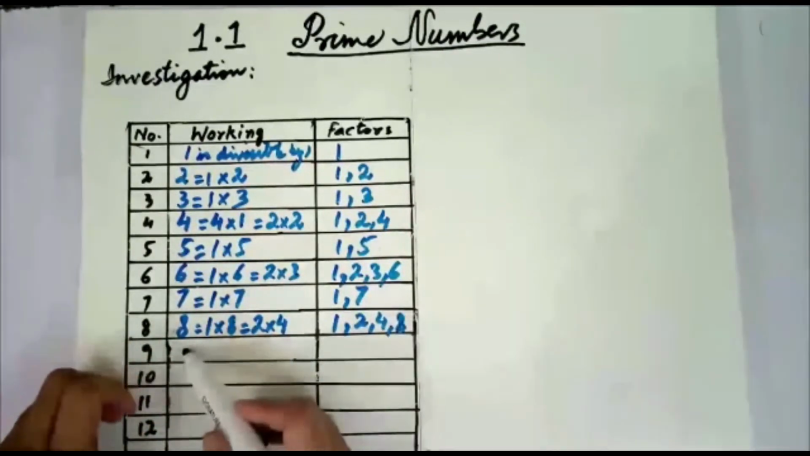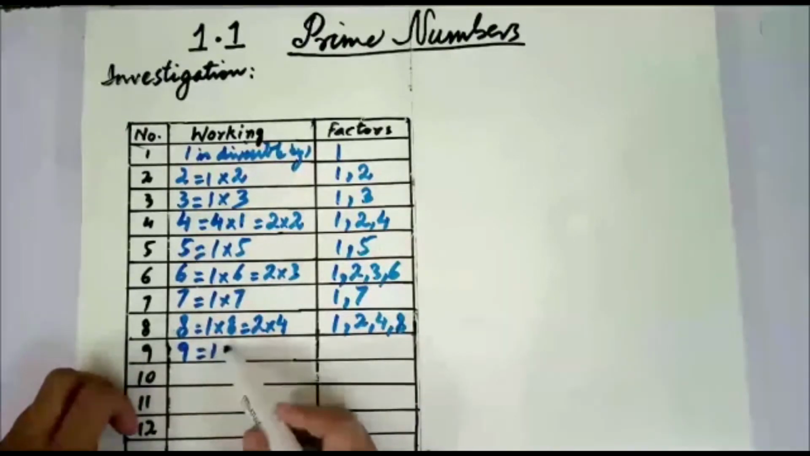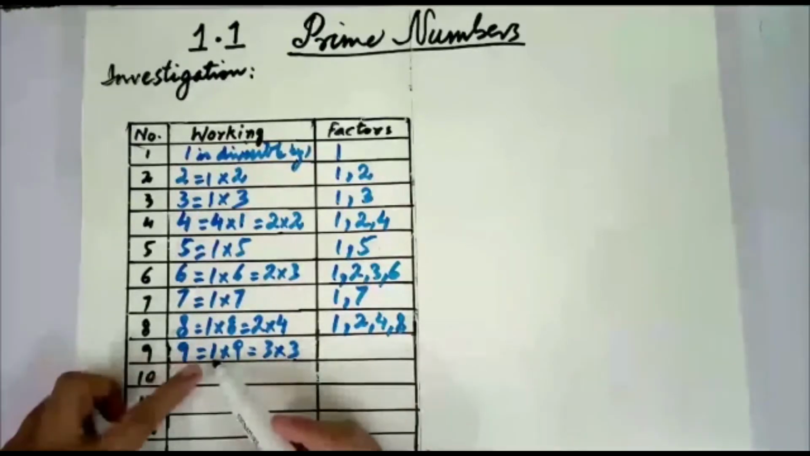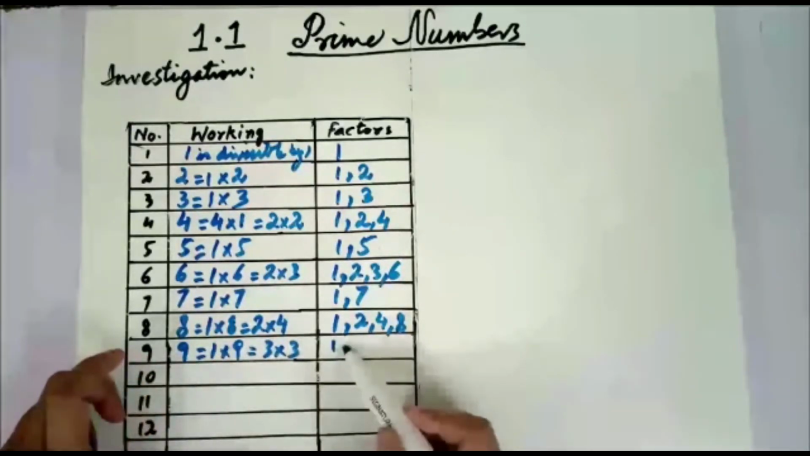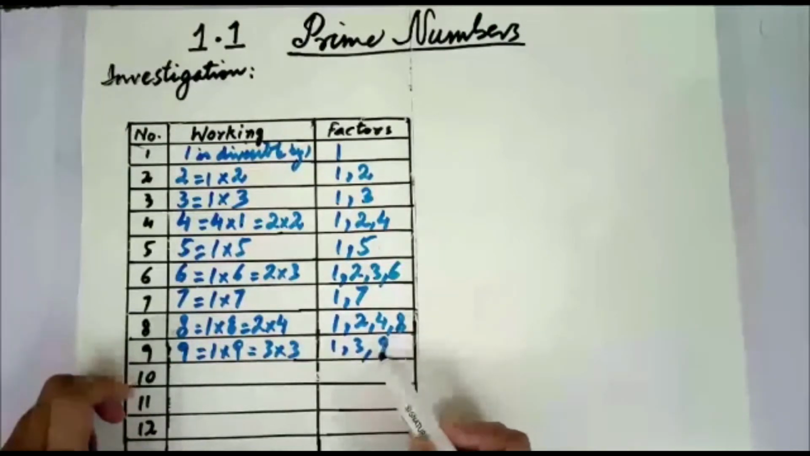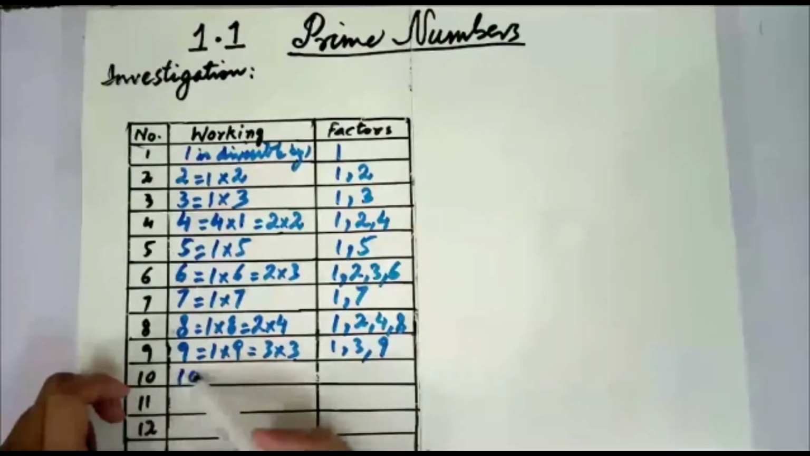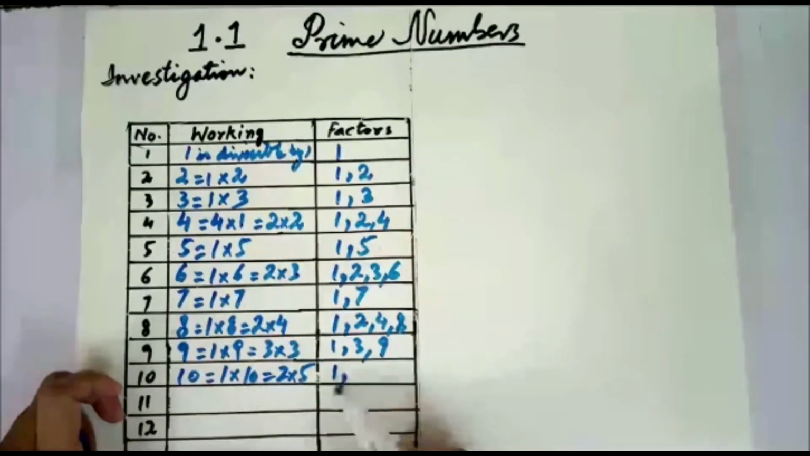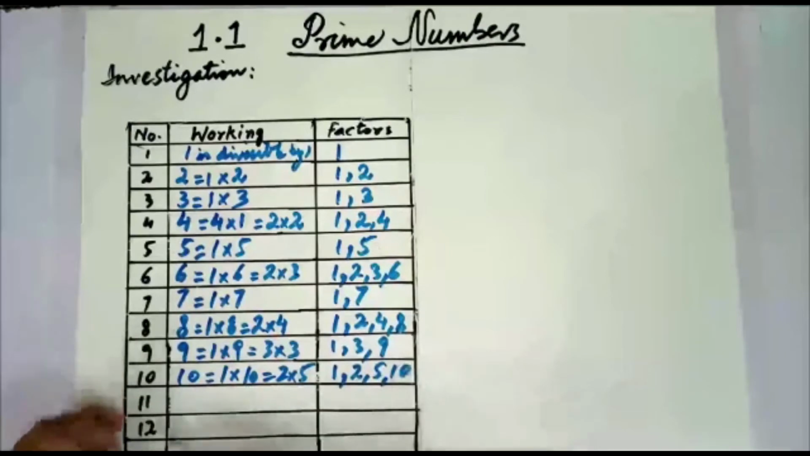Now 9. 9 is equal to 1 multiplied by 9 is equal to 3 multiplied by 3. So what would be the factors? 1, 3 and 9. There would be 3 factors. And what about 10? 10 is equal to 1 multiplied by 10 is equal to 2 multiplied by 5. So there would be 1, 2, 5 and 10. You have already done this in class 5.